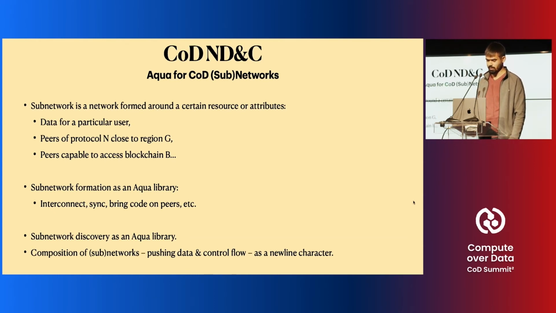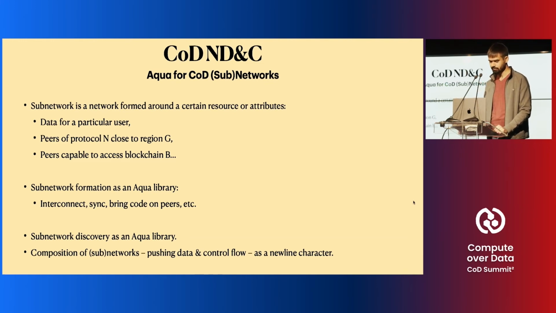With Aqua, you can express these smaller networks on top of compute over data network protocols. A subnetwork is a network formed around a certain resource or attribute. For example, data for a user, or peers of protocol N close to region G. It's an attribute or a set of attributes, or peers capable of accessing some data like blockchain B, which run Fluence, and at the same time run, I don't know, Filecoin, for example, so that you can access the new blocks.